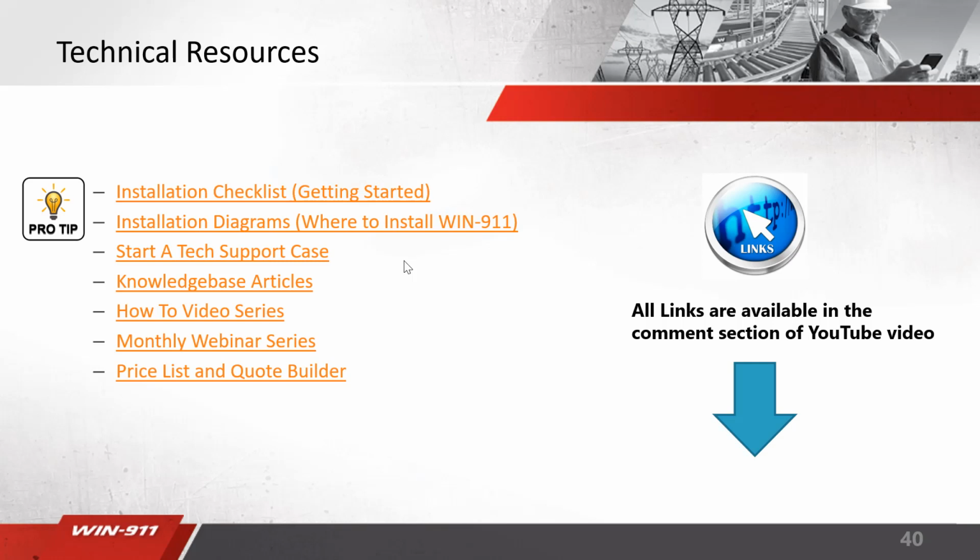Finally, on the sales side of things, we have our price list and quote builder. That's on our pricing page. You can build a quote so you can see the interactive license plus the tapping modem or whatever it is. It'll cost me this, and then you can submit a quote request directly to WIN-911. So if you're on the sales side of things, it's a great tool for you to understand your pricing.